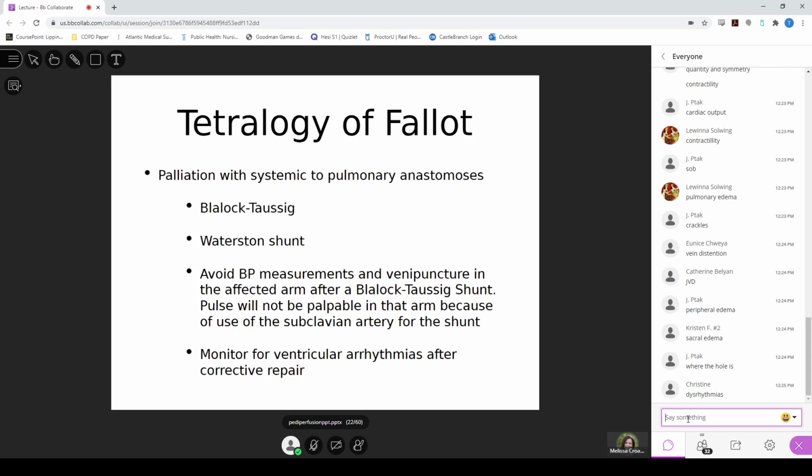Same thing as a person that's had breast cancer, how you don't mess with that side of their arm as far as their lymph system. It's kind of the same thing here, except they don't have that subclavian artery. So you're monitoring for ventricular arrhythmias, because remember there's a VSD and it's got to be repaired. You're monitoring for the pulmonary pressures in the side of their heart. You're monitoring for any bleeding, any changes in cardiac output, any signs of heart failure.